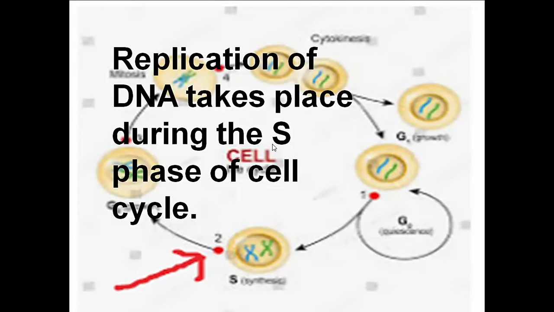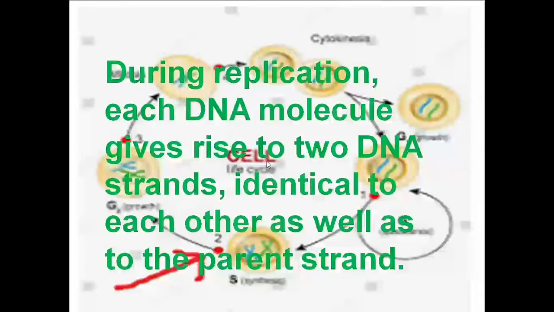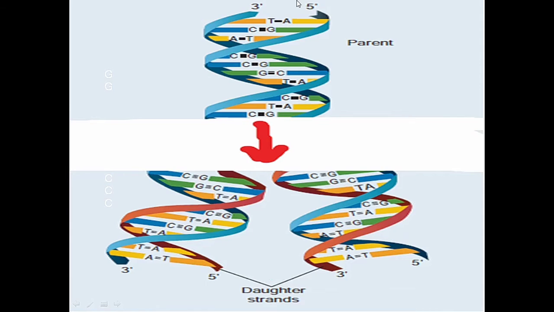Replication takes place during the S phase of the cell cycle. After replication, each DNA molecule gives rise to two DNA strands identical to each other as well as to the parental strand. The top one is the parental strand. The two are daughter strands. The two daughter strands are identical to each other and both are identical to the parental strand.